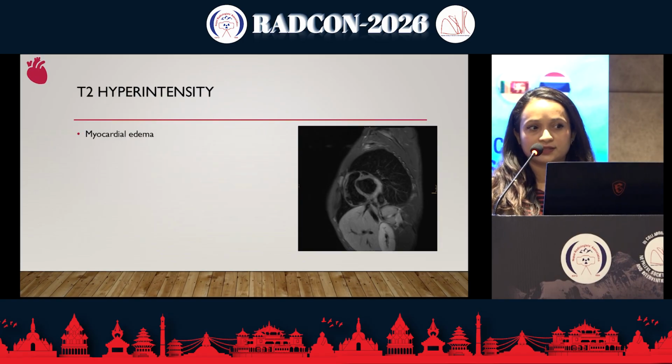Going on to specific sequences with their importance: T2 hyperintensity reflects myocardial edema. In this case, this is a short axis view image where we can see the right ventricle and the left ventricle, which shows a hyperintense signal in the lateral wall of the left ventricular myocardium.